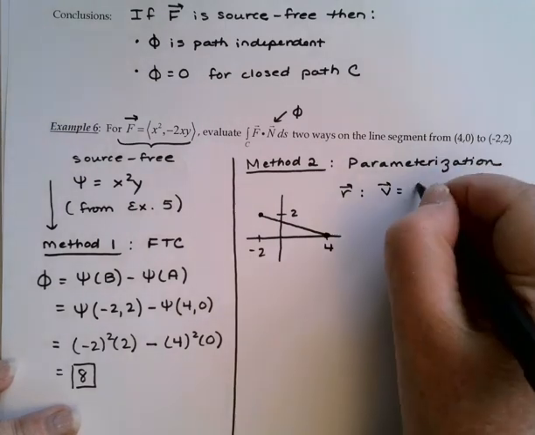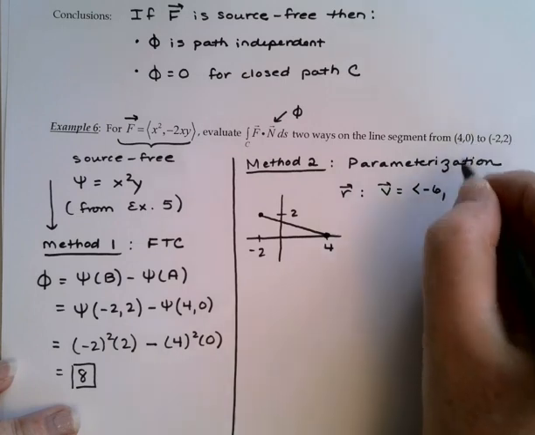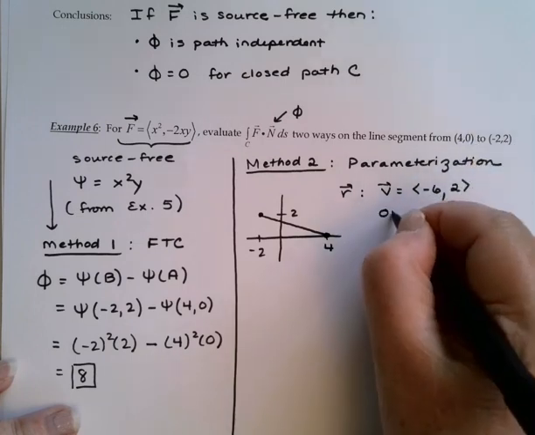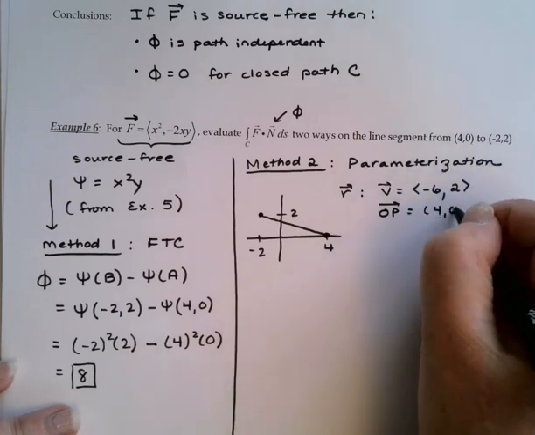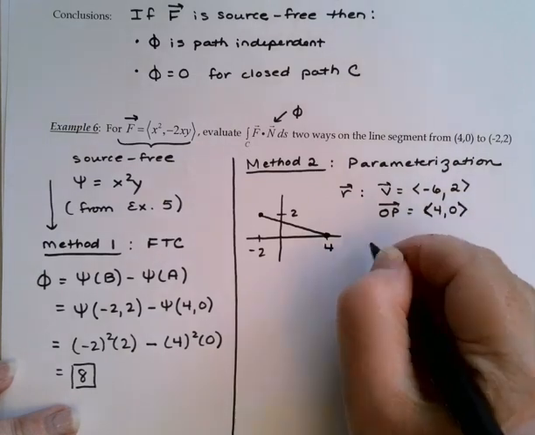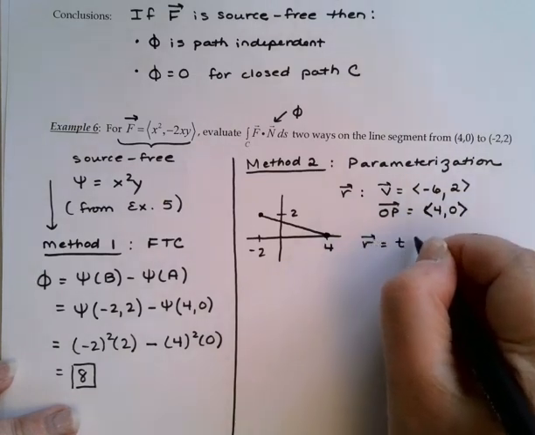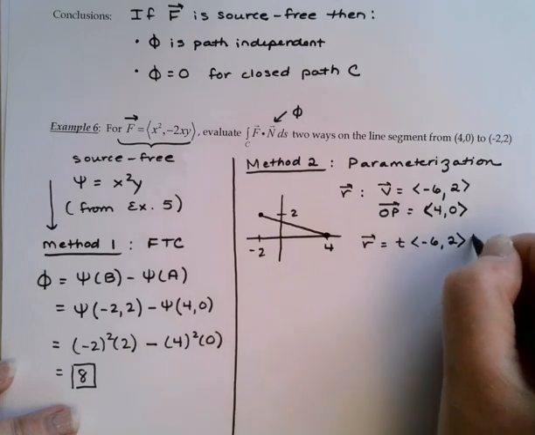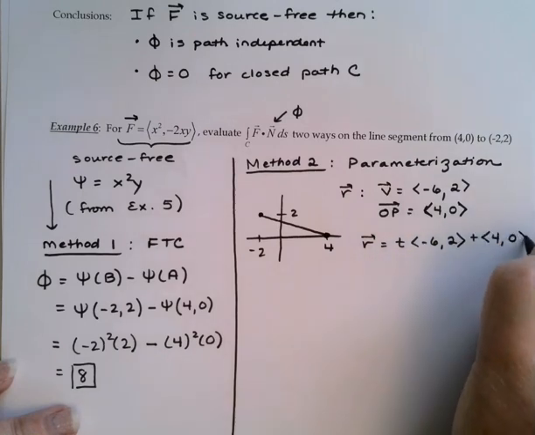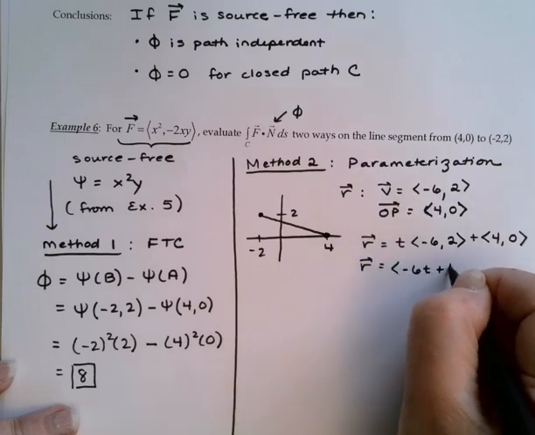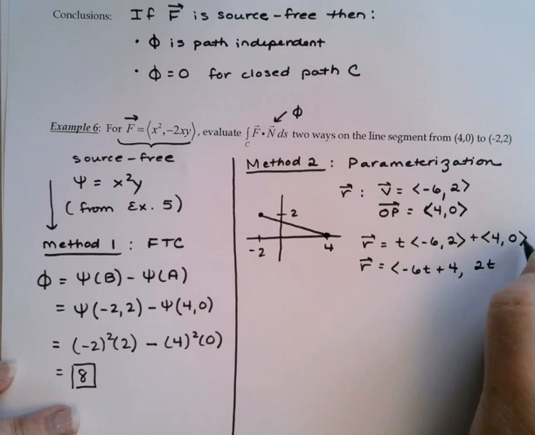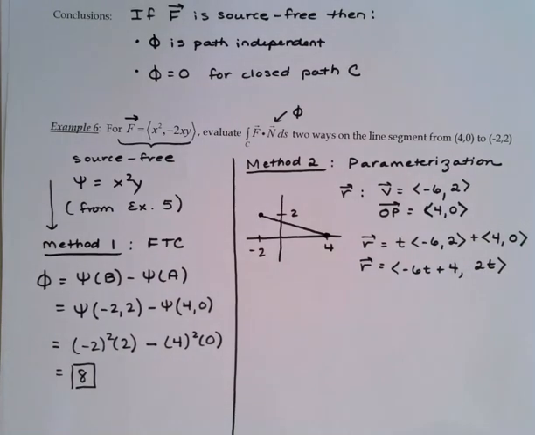If I would like to parameterize this, I could say that my direction vector v is terminal minus initial, so -2 minus 4 would be -6, and 2 minus 0 is 2. My vector OP, I'll use (4, 0), the starting point. And r is just t times the direction vector plus the point, or (-6t + 4, 2t + 0). One advantage of doing it that way is that my t values automatically go from 0 to 1. I don't have to worry about it.